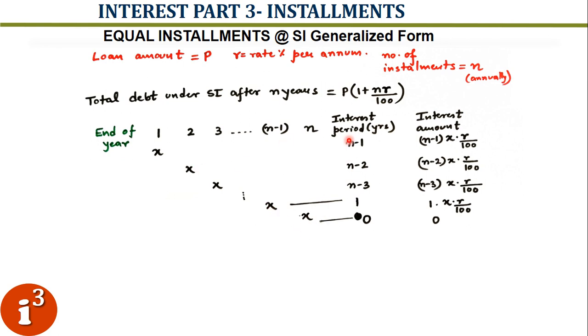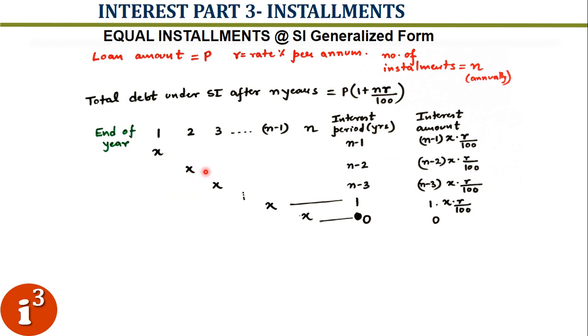Now after n years, for how many years has this x generated interest? For n minus 1 years. So the interest period for this x will be n minus 1 years.